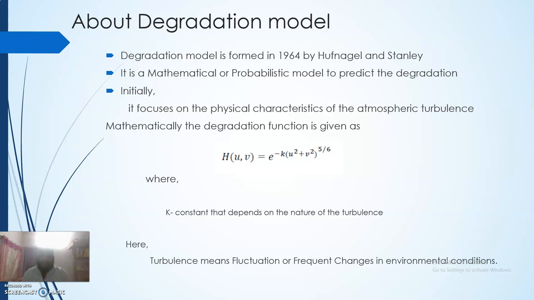Turbulence means fluctuation or frequent changes in environmental conditions. Due to certain changes in the environmental conditions, the quality of the picture is degraded. To identify this degradation, the model is helpful. Initially, this model was designed for that purpose.